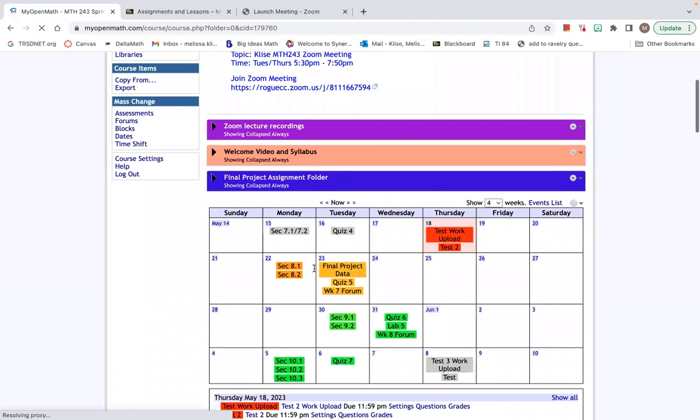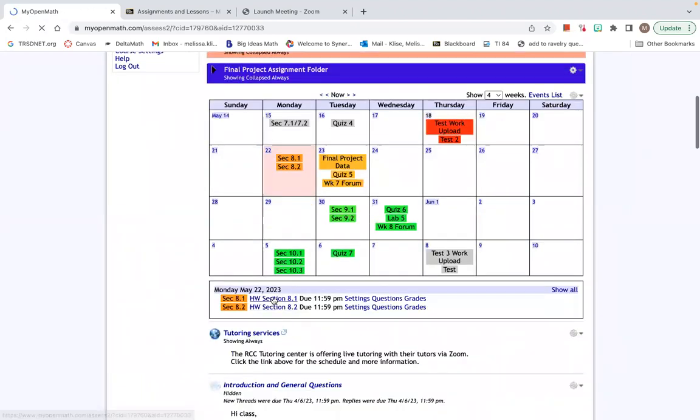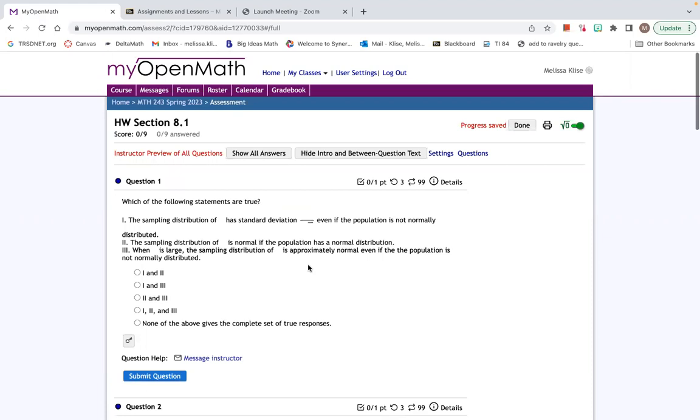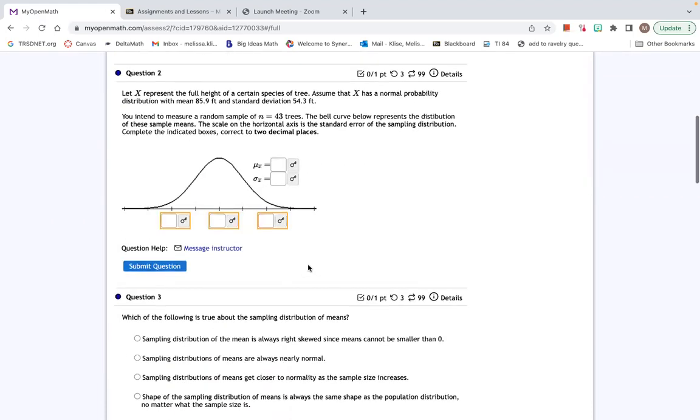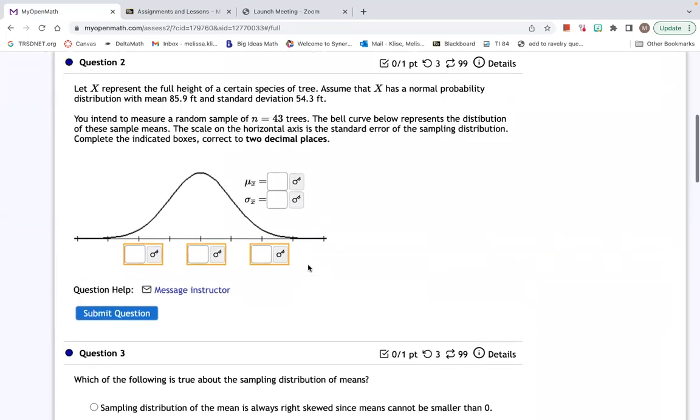Now, first I'm going to go to 8.1. Okay. Give me my teacher preview. All right. So this is one that is very common, one of the most commonly asked questions. Somebody already asked it in the forums.